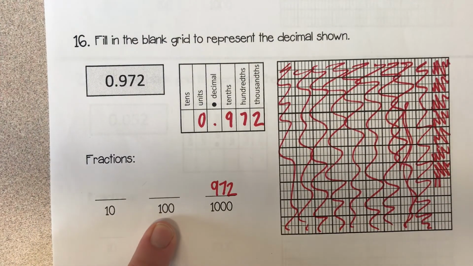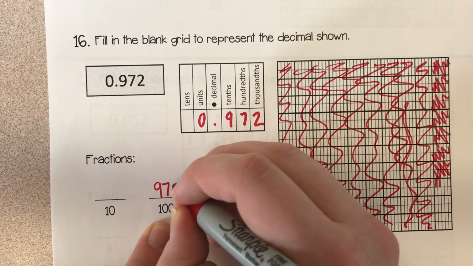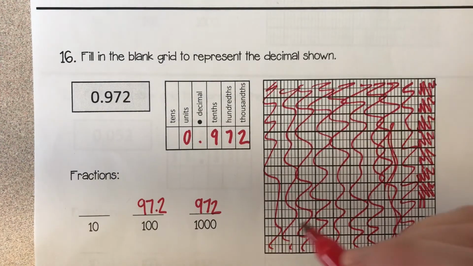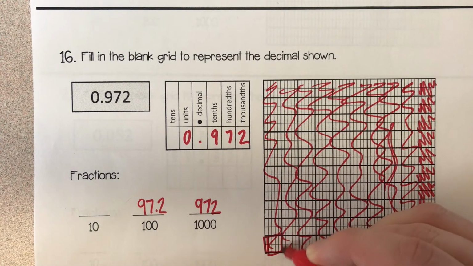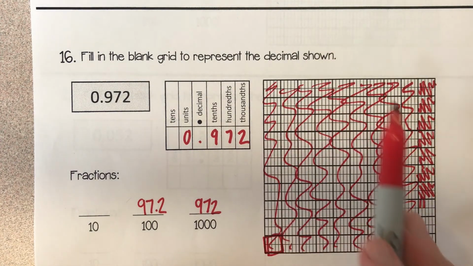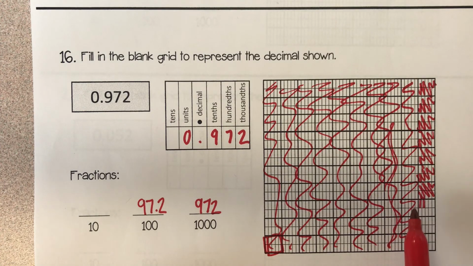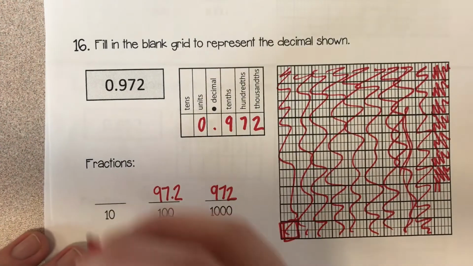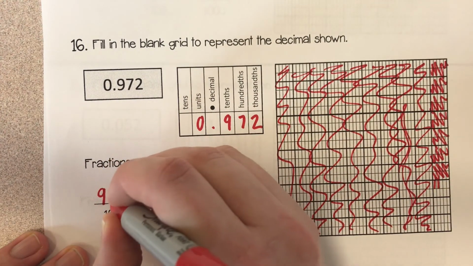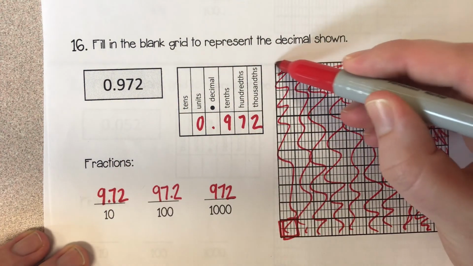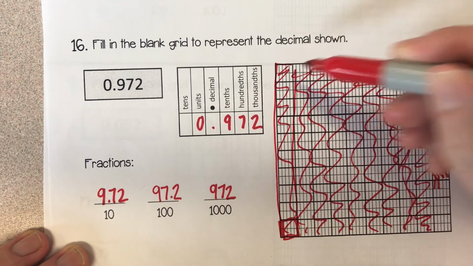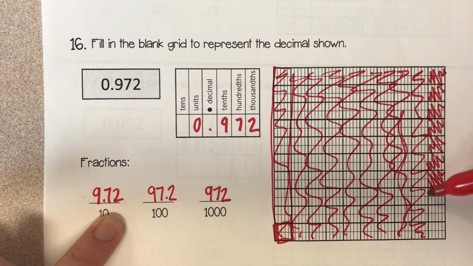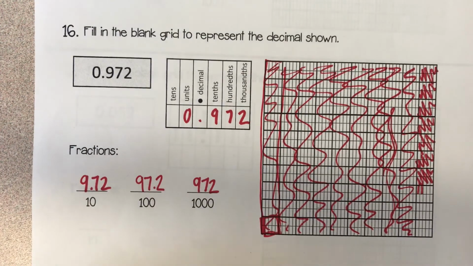And for over 100, it should be 97.2, because you're just moving the decimal back. When you're looking at these squares, which are the hundredths, 97 of those are filled in completely, and then there's 2 extra little thousandths bars, so it's 97.2. And then for over 10, it would be 9.72, because these are the tens bars. There's 9 of those completely filled in, and then 0.72 of the last one is filled in. So that's why it makes sense, all right?